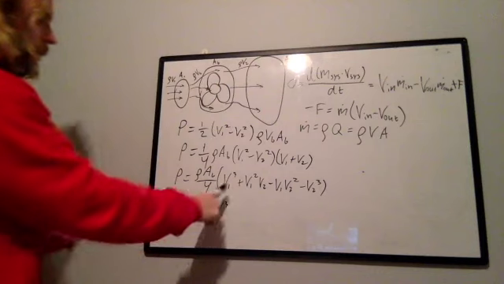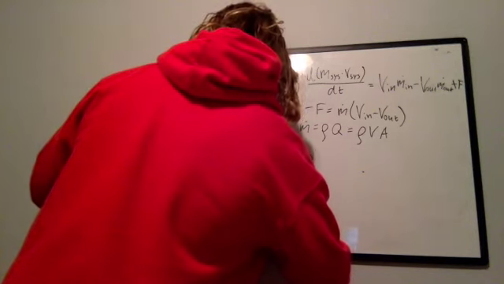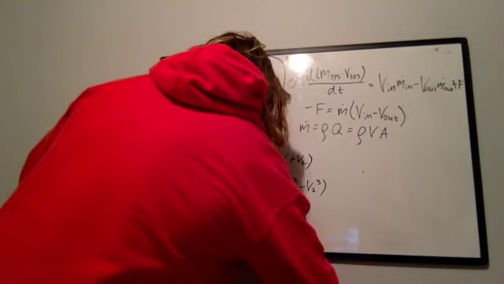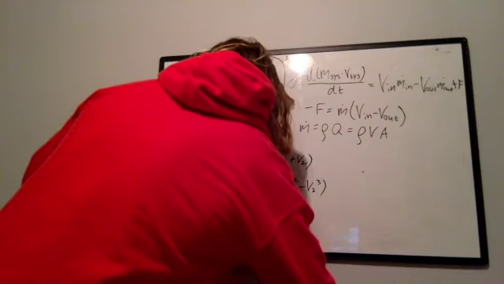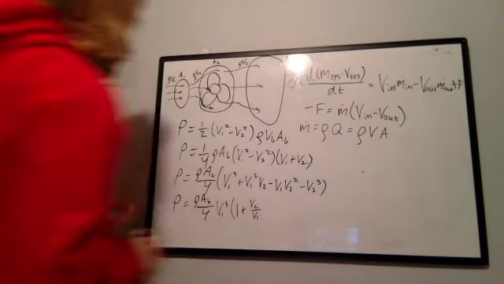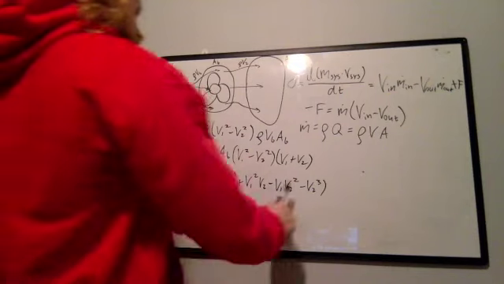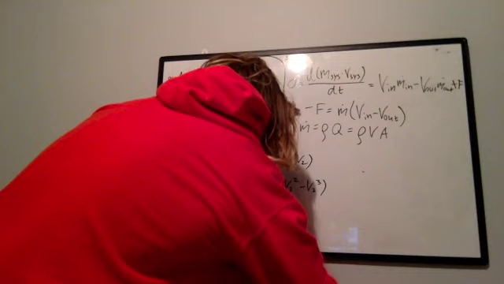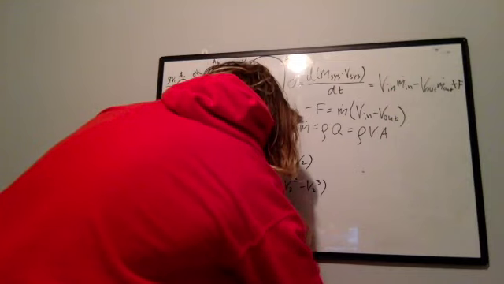Alright, so obviously you take v1 cubed out of v1 cubed, you're just going to be left with 1. And then right here, this is going to become v2 over v1. Over here, this will become negative v2 squared over v1 squared. And right here, this will become negative v2 cubed over v1 cubed. All right?